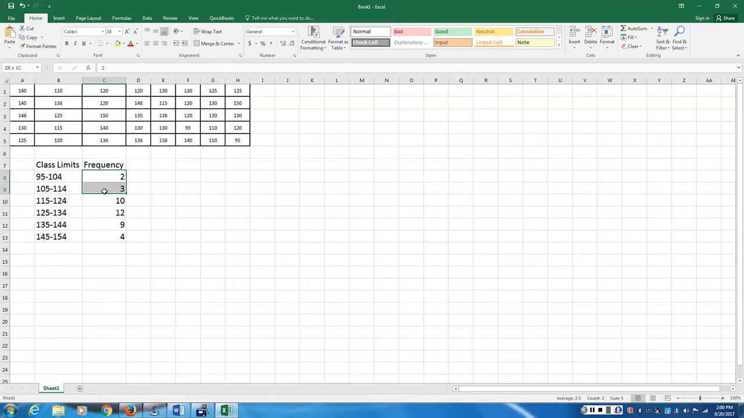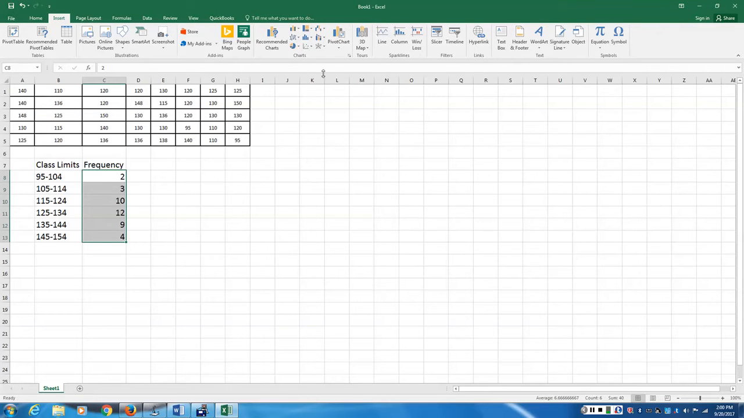Highlight your frequency numbers, not the title, not the word, just the numbers. Highlight your frequency numbers. Then click your insert button.